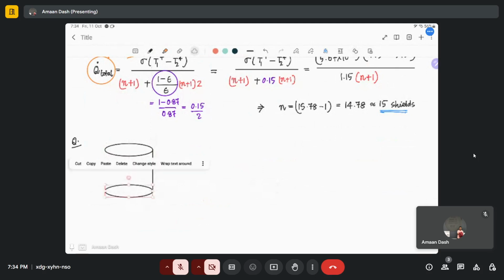So if you solve this, this implies we will be getting n equal to 15.78, and this will be minus 1. So that is around 14.78, which is close to 15. So we will be having in total 15 sheets to maintain the outer temperature at 100 degrees Celsius.